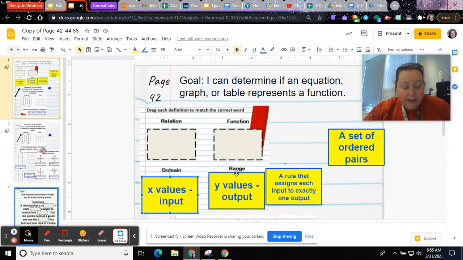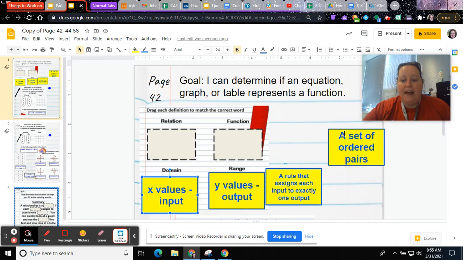Even as an adult who's taught middle school math so many years, that's how I remember which one's the domain and which one's the range. Domain comes before, d comes before r, x comes before y. So domain is x, range is y.